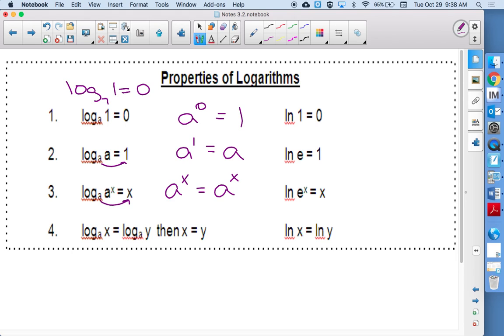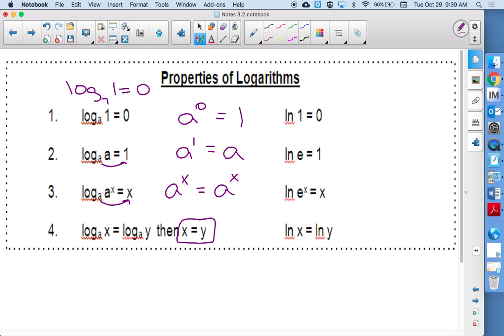The last one is an if-then statement, and this is more of what we'll use when we start solving equations. If the log of a base with x is equal to the log of the same base of y, then I can really just set y and x equal to each other and solve for them. So if the bases are the same and there's an equation after them, I can just worry about solving for the equation.